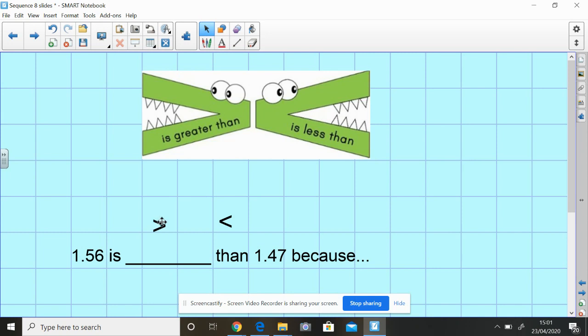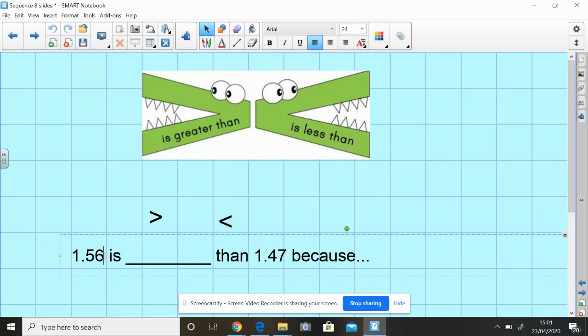Right, I'm going to give you one more, and it is 1.75 is greater than or less than 1.79?